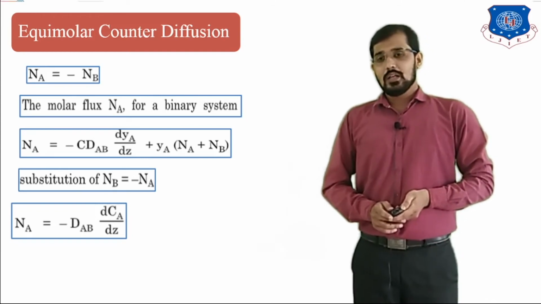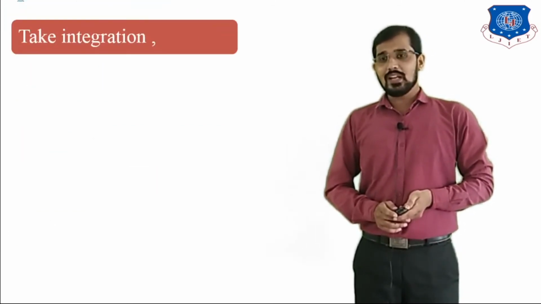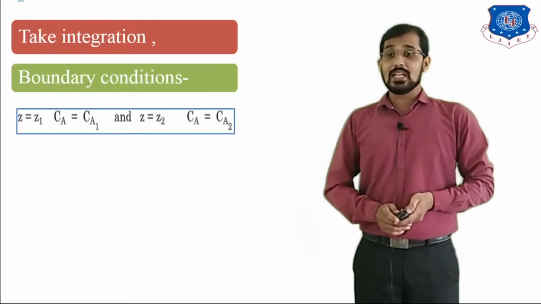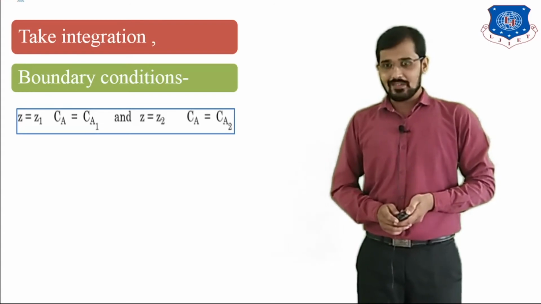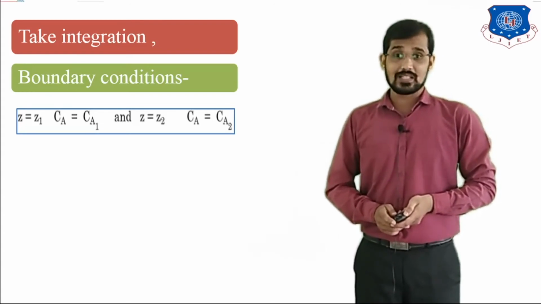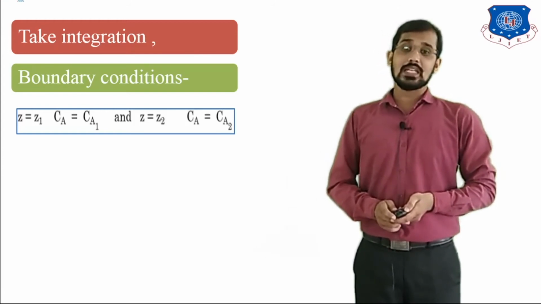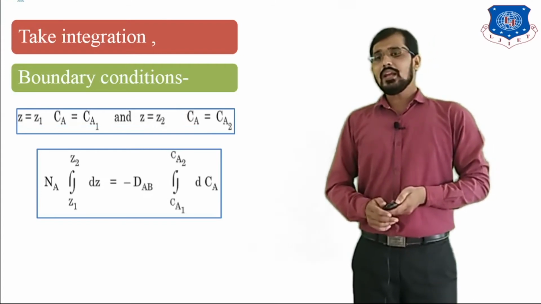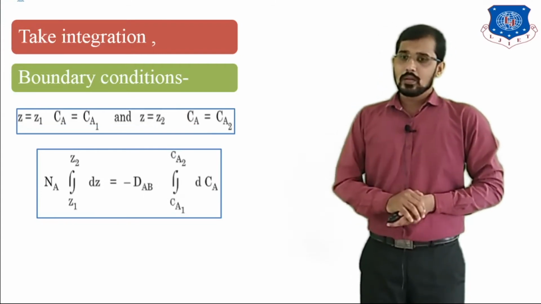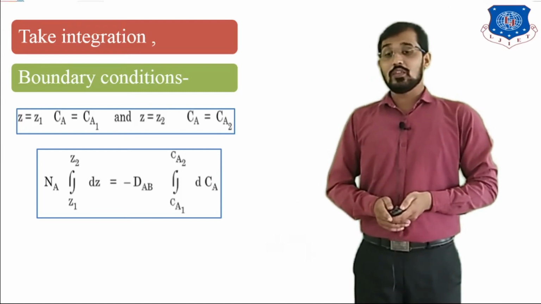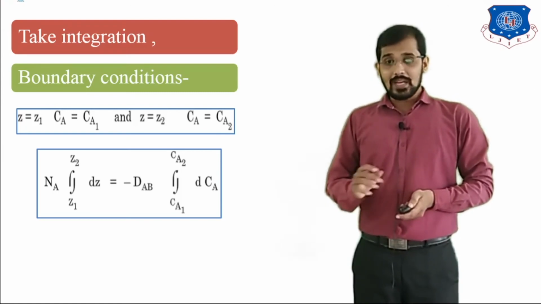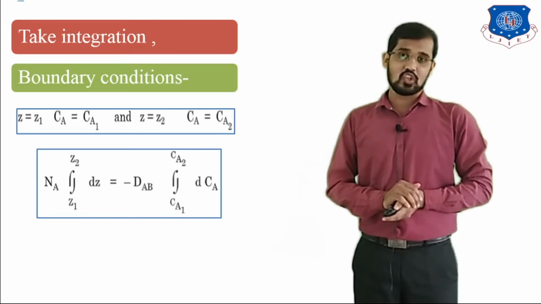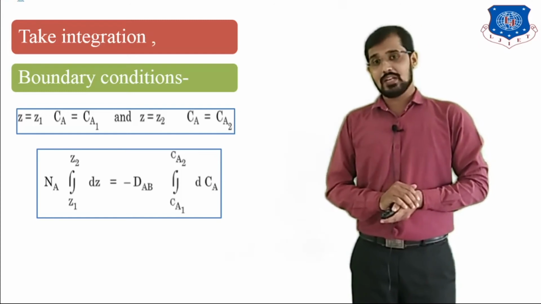For that, you can see the boundary conditions here. Take integration. The boundary conditions are like this: at Z is equal to Z1, the concentration is Ca1, and at Z is equal to Z2, which is nothing but distance, the concentration is Ca2. So just take integration. After that you will get Na integration of dz from Z1 to Z2 is equal to minus dAB integration of dCa from Ca1 to Ca2. I am repeating why we are taking the minus sign here: because concentration is decreasing from higher concentration to lower concentration. That's why we have taken the minus sign for dAB.